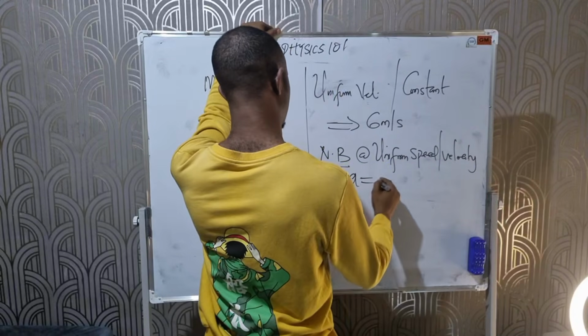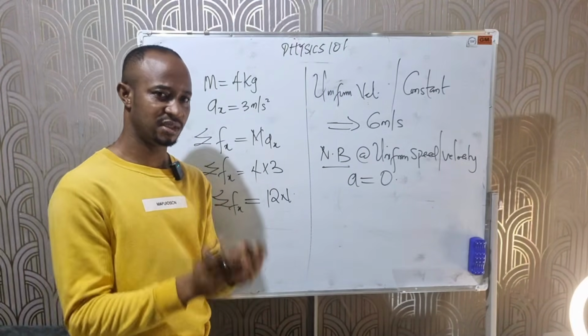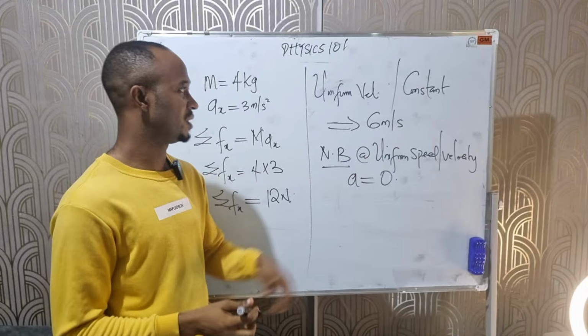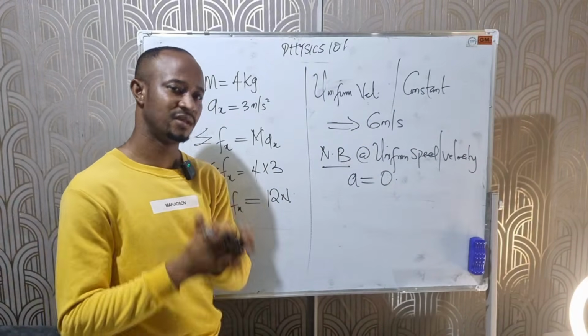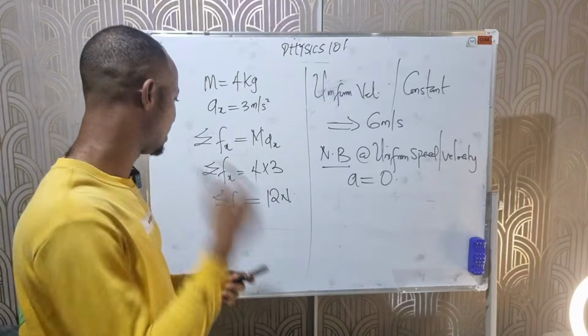Acceleration of the body is equal to 0 when a body is moving with a uniform velocity or uniform speed. Constant what? Speed. That means the body is not accelerating. The body is not accelerating.